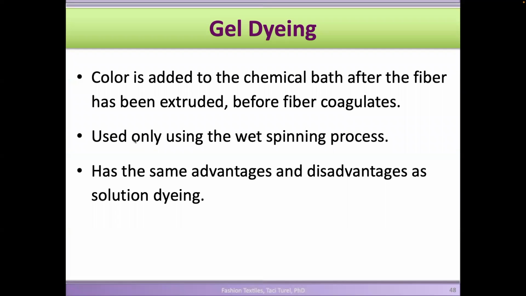Gel dyeing is when you add the color into the chemical bath after the fiber has been extruded, but before the fiber coagulates, so it's still in the gel form. So gel dyeing is basically you have the fiber extruded, but it hasn't dried yet. And it's only used when you're doing wet spinning, because wet spinning, remember, we are extruding the fibers into a chemical bath. So you're actually adding the pigments, color pigments, into the bath where the fiber is supposed to get extruded into, and it coagulates inside that bath.